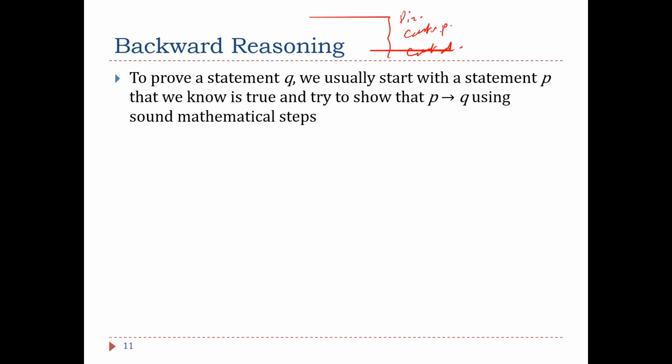So it's called backward reasoning. To prove a statement Q, usually we start with a statement P that we know is true, and then we try to show that P implies Q. This is what we usually do with direct proof.